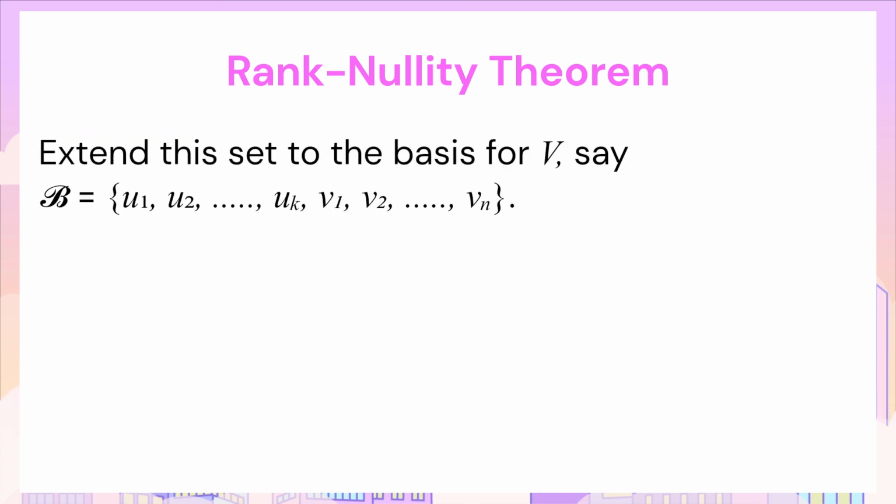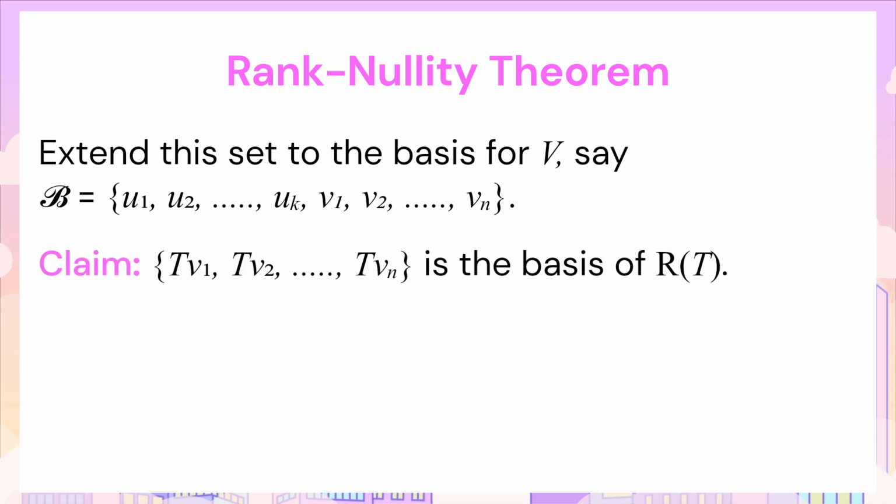So, the total extended basis for V consists of all the basis vectors of the null space of T, as well as a finite number of distinct vectors in V, say v1, v2, continuing up to vn. Now our aim is to prove that the set of the images of v1, v2, continuing up to vn under the map T is actually a basis of the range space of T. To do this, firstly we have to show that this set spans the range of T.